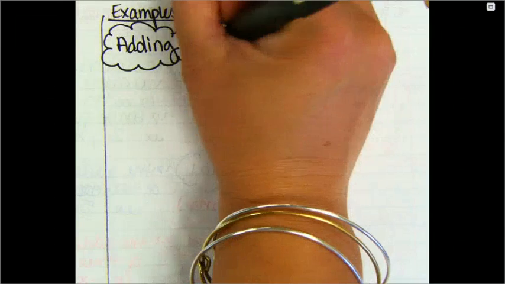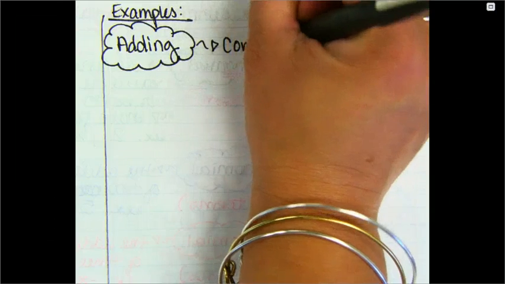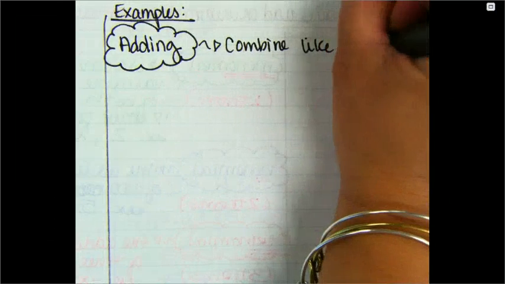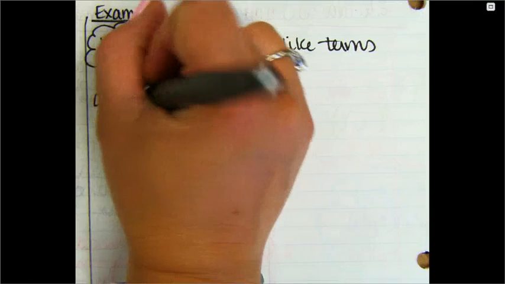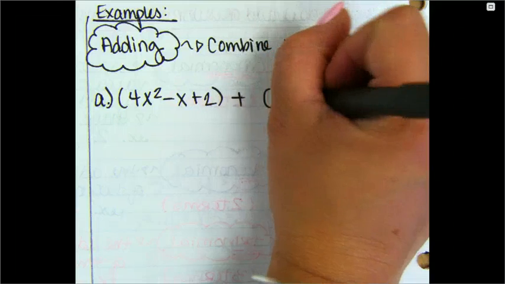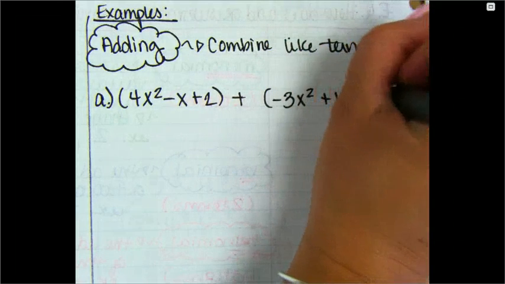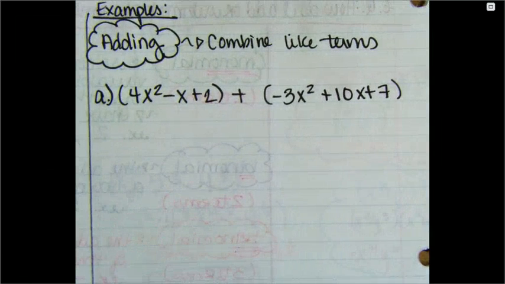All right, we're going to do adding. For adding, you're just going to combine like terms. You combine like terms in IM1. You're going to do it again. But we're going to make it look a lot different. So we have 4x squared minus x plus 2. We're adding negative 3x squared, positive 10x, and positive 7.